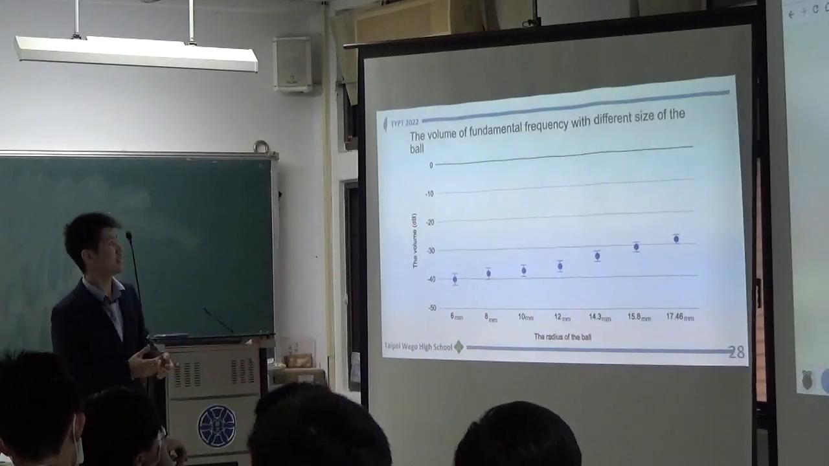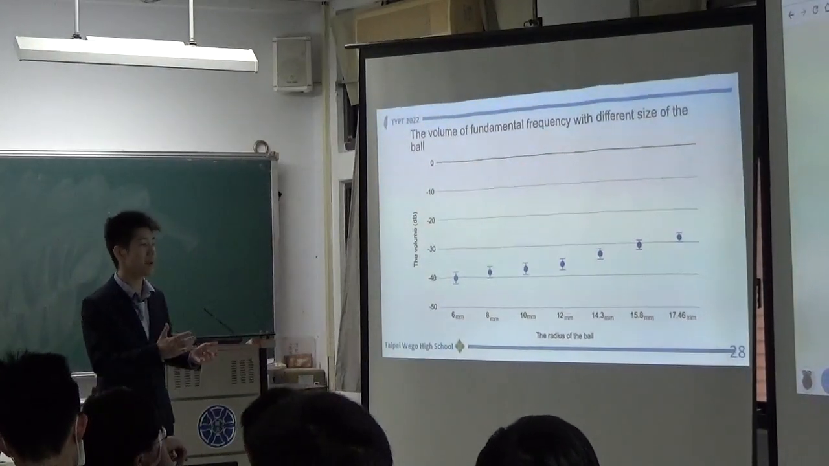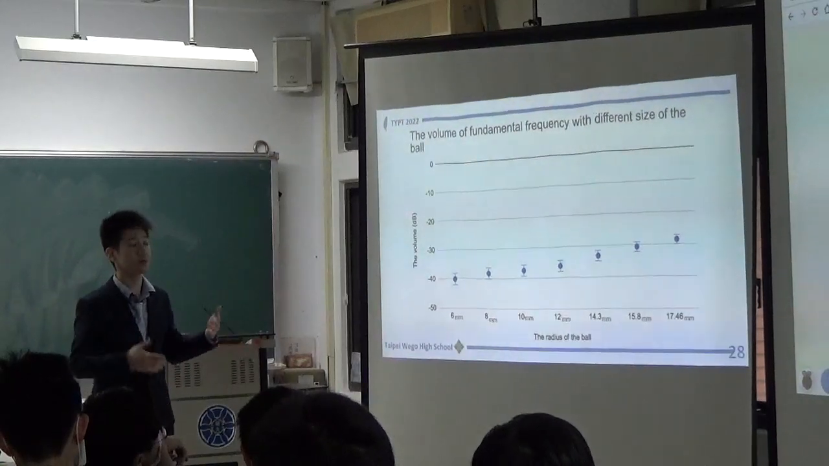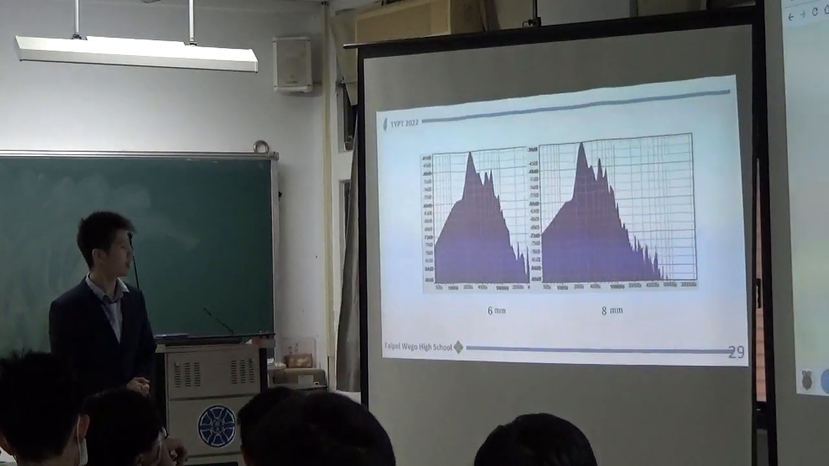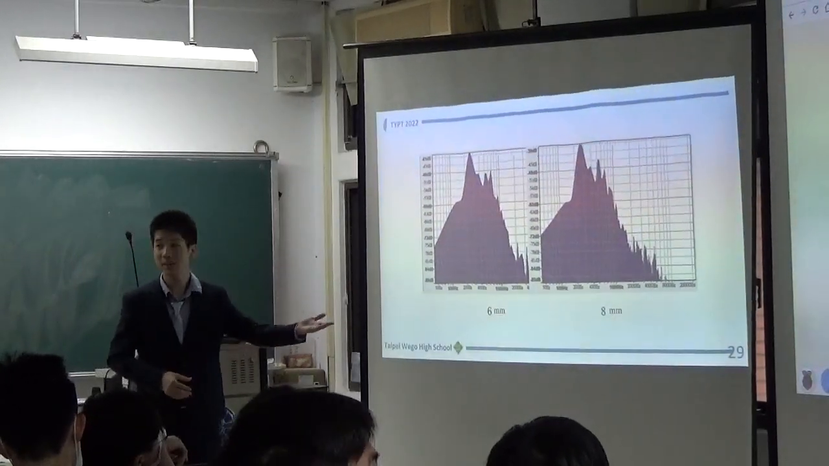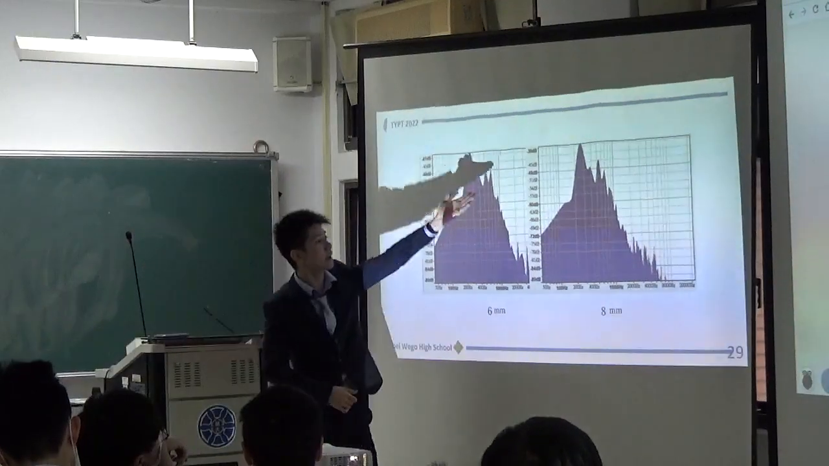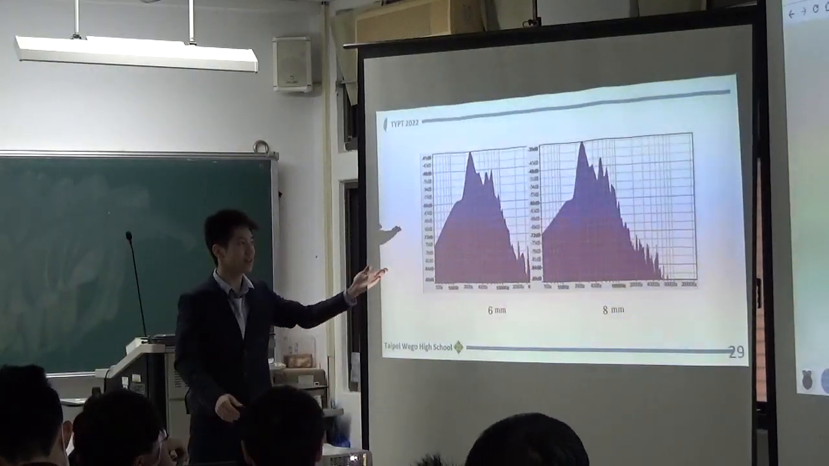Here's what we detect for the volume with different sizes of the ball. As you can see, the bigger the mass, the louder the volume becomes. For example, this is the radius of the ball, which is 8 millimeters and 6 millimeters. You can see the amplitude here is bigger than for the smaller ball.